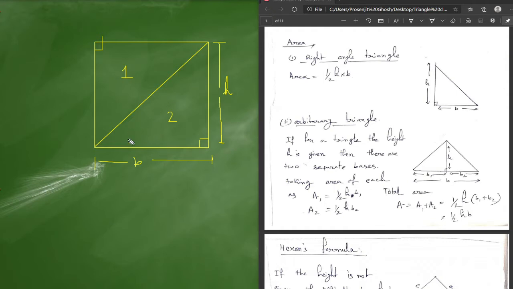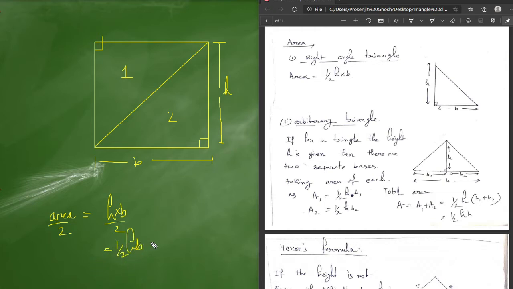But in this case, we are just marking them as height and base. If this triangle is here, this should be your height and this should be your base. According to that, I'm taking all this data. So certainly, what should be the area of the square? The area of the square will be h into b. That's what we know. But when you draw the diagonal, that diagonal is cutting the whole square into two equal parts. So each part should have half of the area.